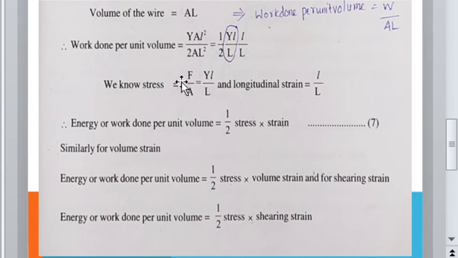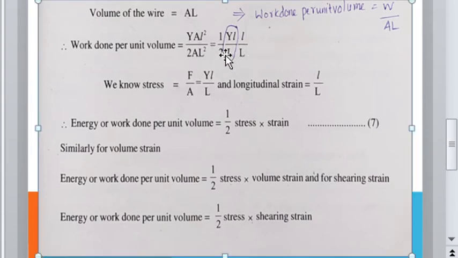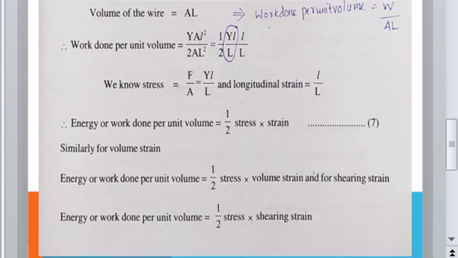Okay, so I can substitute these ideas into our above equation. I got work done or energy is equal to half into stress into strain. So we have calculated the work done per unit volume for longitudinal strain or linear strain. In a similar way, we can easily calculate it for both shearing strain and volume strain.